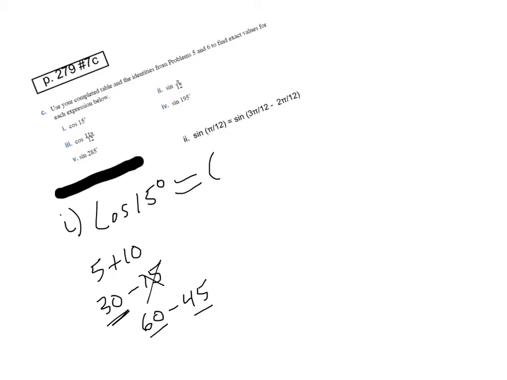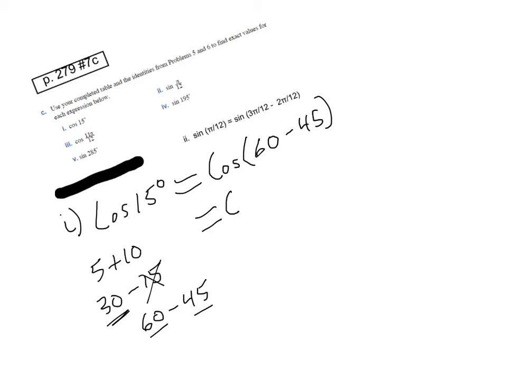So let's rewrite this as the cosine of 60 minus 45. Now that I have two angles, I can use some of my sum and difference formulas. If you take a look on your trig identity sheet, it'll tell you that the cosine of alpha minus beta is equal to the cosine of alpha times the cosine of beta plus the sine of alpha times the sine of beta.